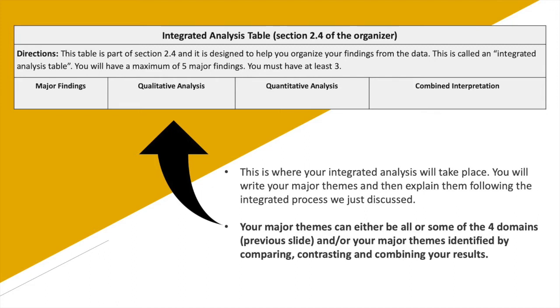On the flip side, maybe the comparison between groups was a really big aspect of your study, and you were really interested in understanding how evidence-based practices are happening between these 2 practitioner groups. Well, then maybe that's one of your major themes above and beyond these 4 domains that we've just talked about.